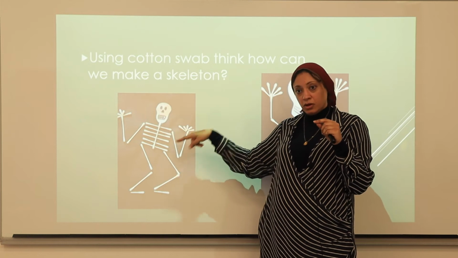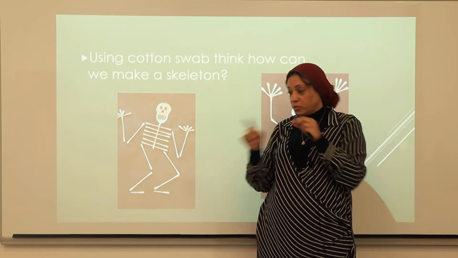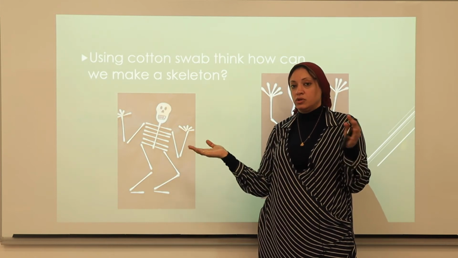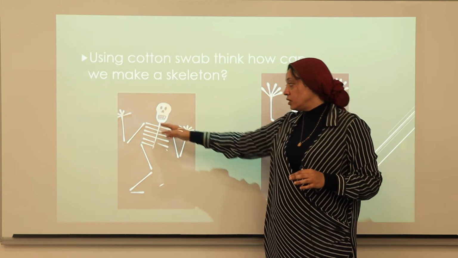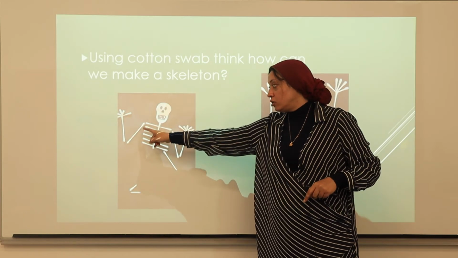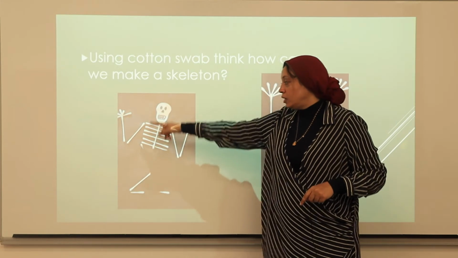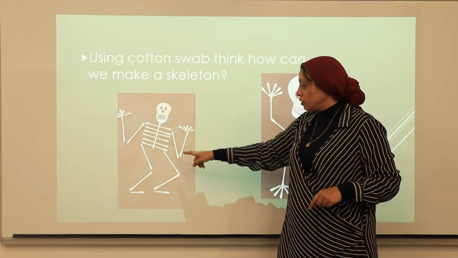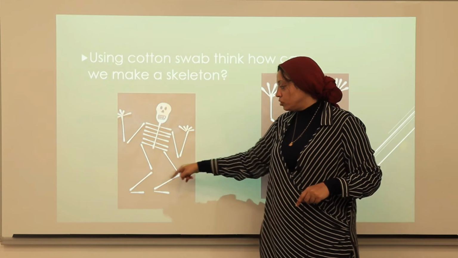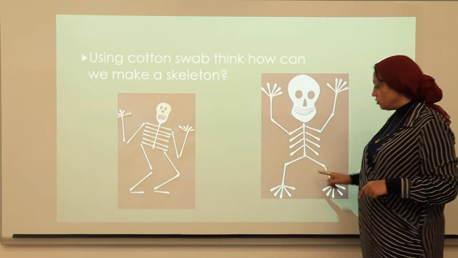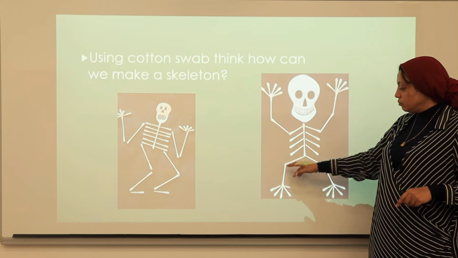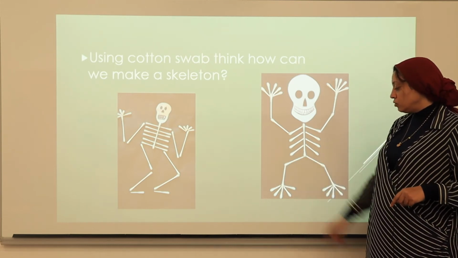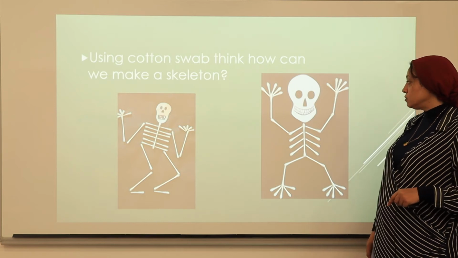And then using the cotton swabs, you can do the backbone first, then make the ribs. Of course, you can cut them into smaller pieces, or if you want to use them with the same length, it's okay, it's up to you. Do the ribs and then do your arm in two parts to show the elbow, and the last part you can show the fingers. You can also make two parts of your legs: the thigh bone and the shin bone, and between them the kneecap.